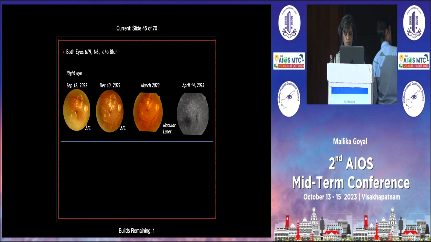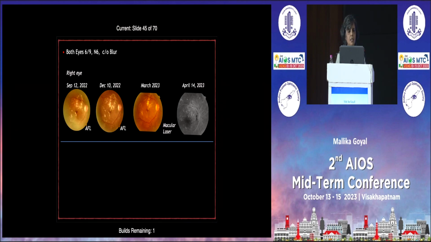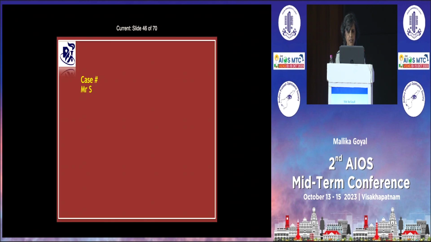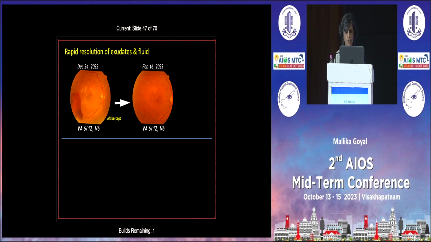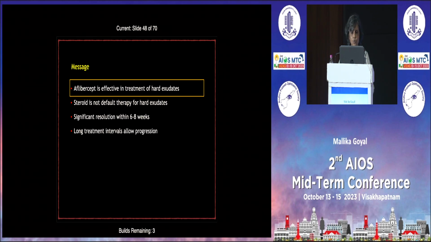Okay, so this is another patient with bilaterally 2 injections of aflibercept with complete resolution of exudates, and then we follow it up with laser for long-term effect. Another patient, bilateral, also has PDR with hemorrhage, and you see with 1 injection of aflibercept, exudates have gone as well. So aflibercept is effective in the treatment of hard exudates.